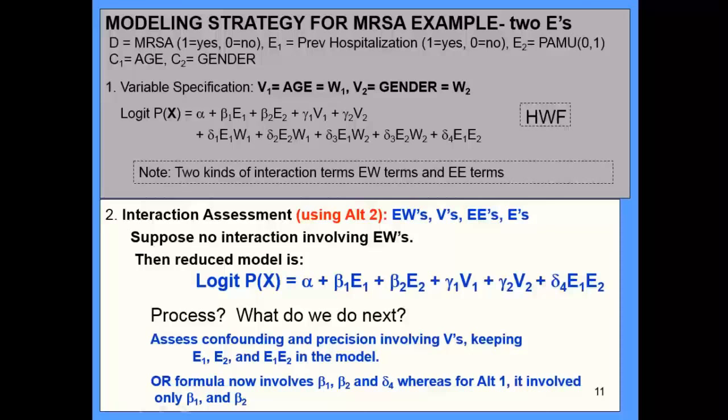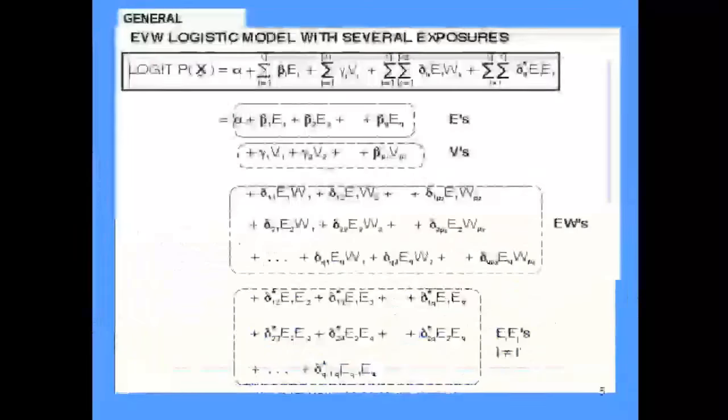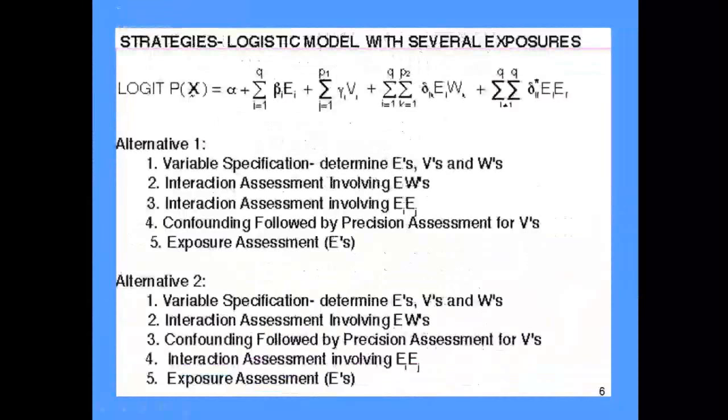Have I gotten rid of the E1 times E2 yet? Why haven't I? Because that's not the second stage. The second stage was only the EW terms. So I've gotten rid of the EW terms, but I still have this to worry about. Well, when I'm using alternative 2, what's the next step? Go back to this. The next step is confounding, not testing for the product term. That's the next step for alternative 2.